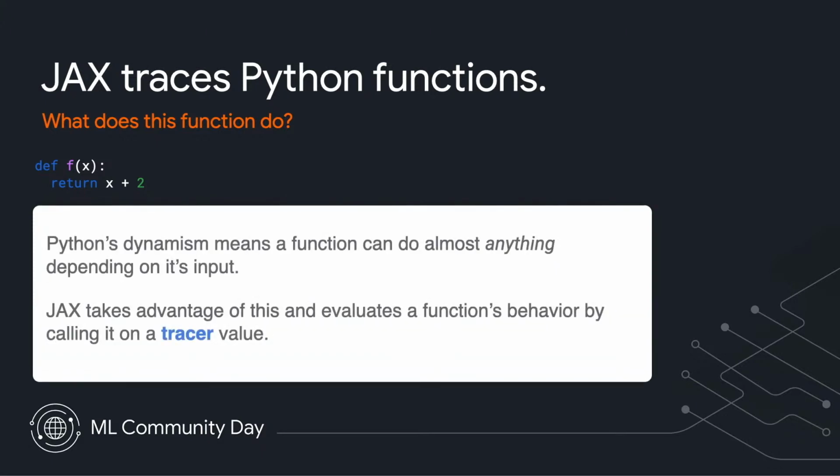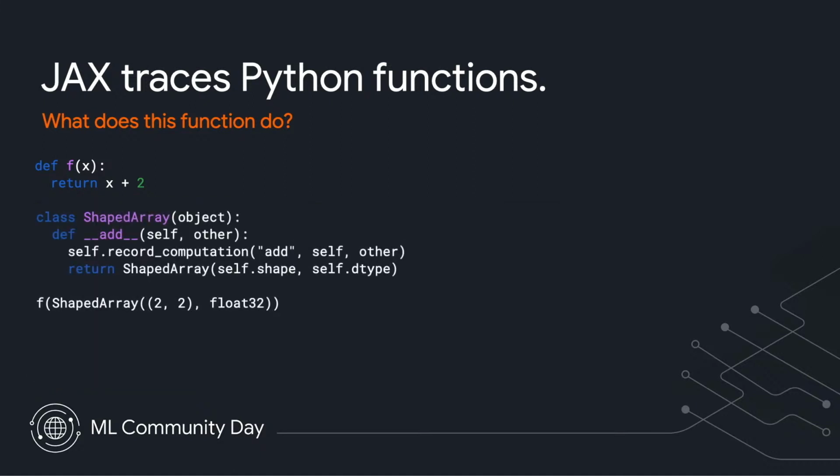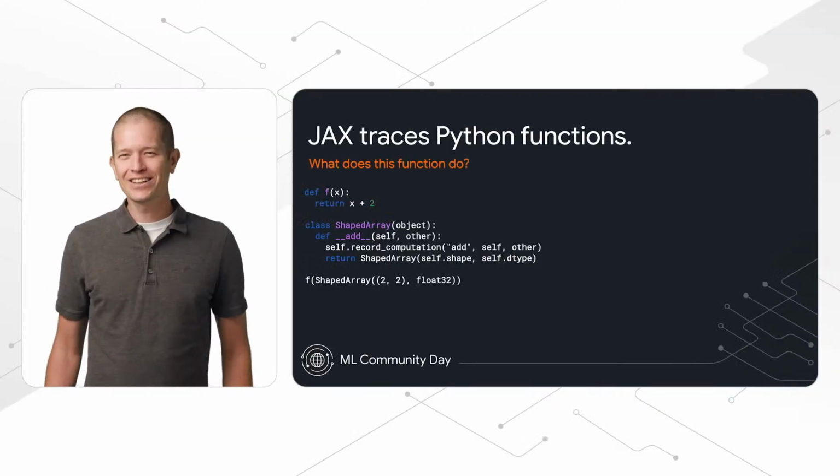And JAX takes advantage of this Python dynamism in order to figure out what's going on in a function and to come up with a representation that can be transformed in the way that we saw earlier. So it does this by calling the function on what's called a tracer value. An example of this is a shaped array tracer value. And you can see what happens here is that the add function not only returns a shaped array with the result, but also records the computation. This isn't exactly what's happening in the JAX code, but it's the basic gist of what's happening under the hood.